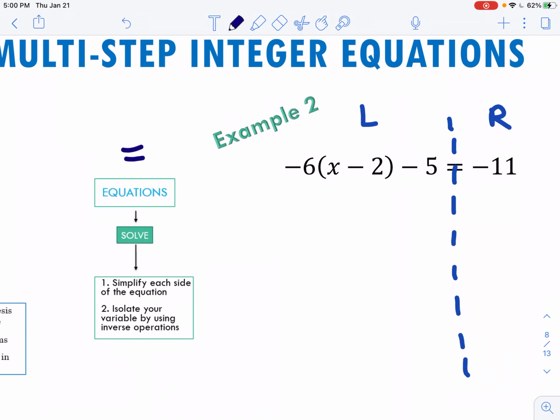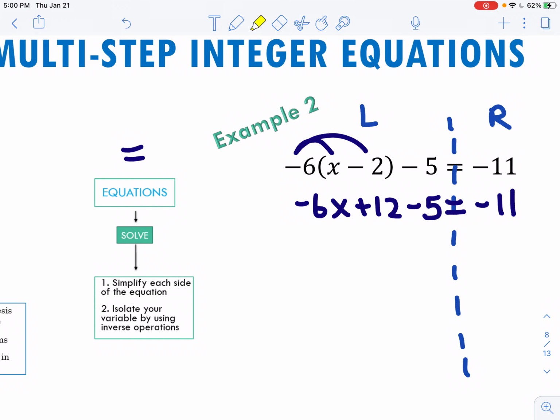Excellent, I should distribute the negative 6. What's negative 6 times x? Negative 6x, excellent. What's negative 6 times negative 2? Good, positive 12. And then I'm going to bring everything else down. The minus 5 is equal to negative 11.